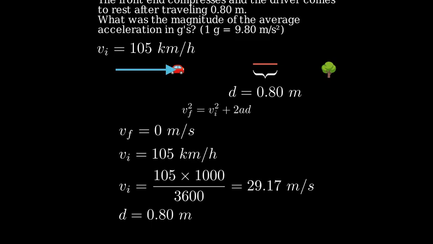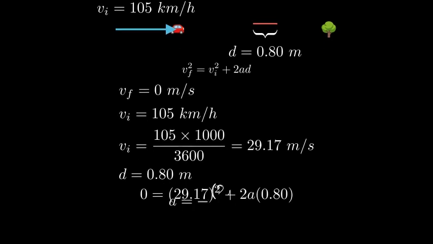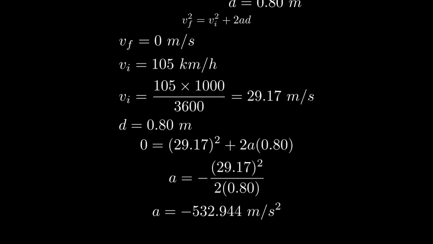Now let's plug these values into our equation and solve for acceleration. 0 equals 29.17 squared plus 2 times acceleration times 0.80. We can rearrange this to solve for acceleration. The acceleration equals negative 29.17 squared divided by 2 times 0.80.